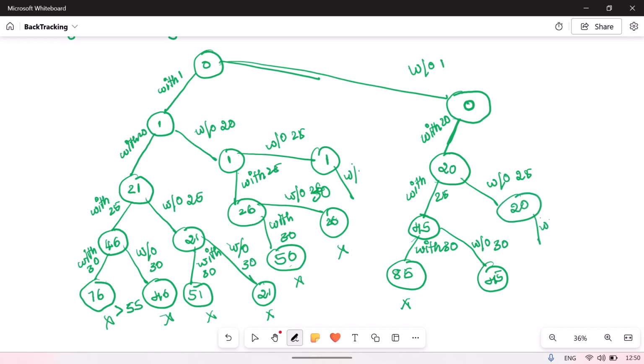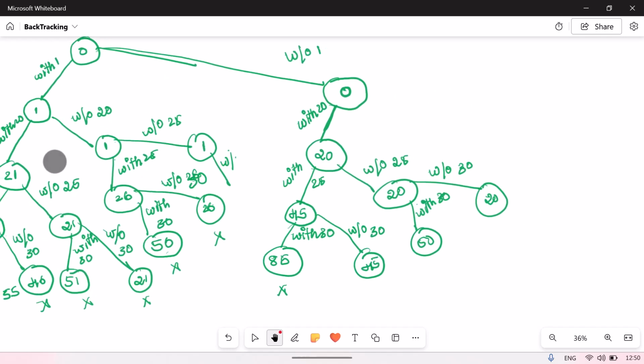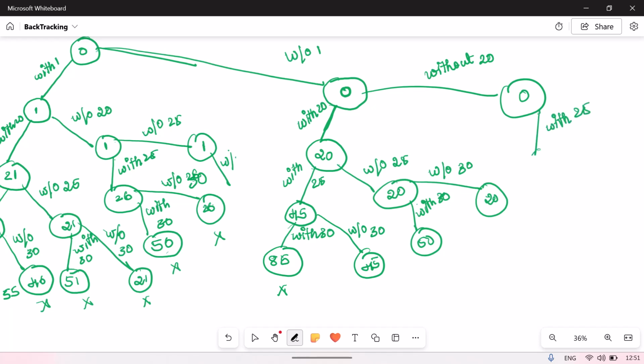So I'll include with 30. Getting the answer as 50, not the correct answer. Without 30, I'm getting the answer as 20. So I'll go back. With the 20, I did not get the answer. So without 20. Without 20, 0 itself. Next, with the 25. With the 25, answer is 25 itself. 25 again with the 30.